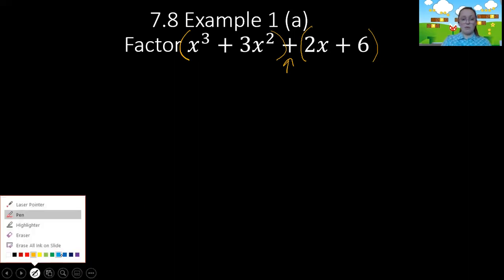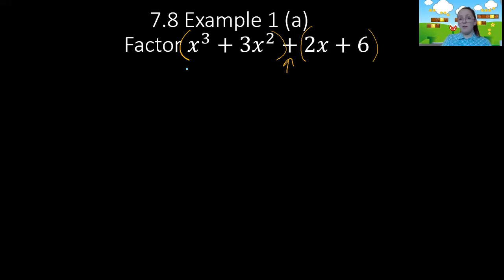Now we're going to look at each of these pairs and find the greatest common factor of those two. The greatest common factor of those two is actually going to be an x squared. I can take two x's out of both of those. What's left over when I take x squared out is just 1x, and then we're going to have a plus 3. When we look at this second pair, our greatest common factor of 2x and 6 is going to be 2. So this plus comes down, the 2 is still there.